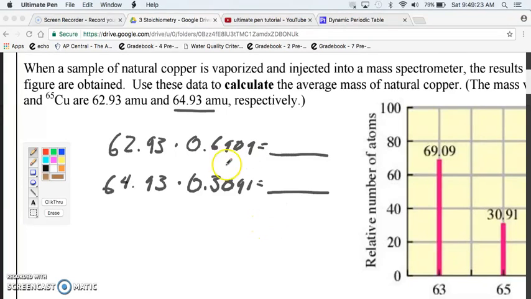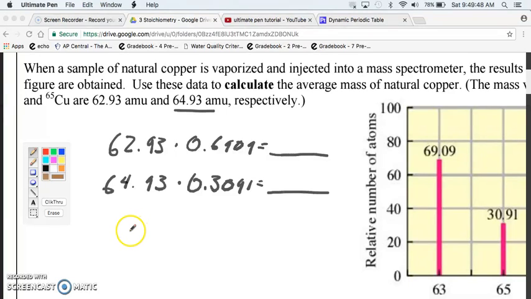Okay, if you multiply these two, so multiply that times that, and that times that, and add those two results together, that's the average atomic mass for copper, right? That's the mass contributed by copper 63 and the mass contributed by copper 65. Together you get the average mass. So let's go ahead and work through that on the calculator. I'm going to do it on my phone. That's what I would suggest you do, unless you have a fancy calculator. Then do it on that.